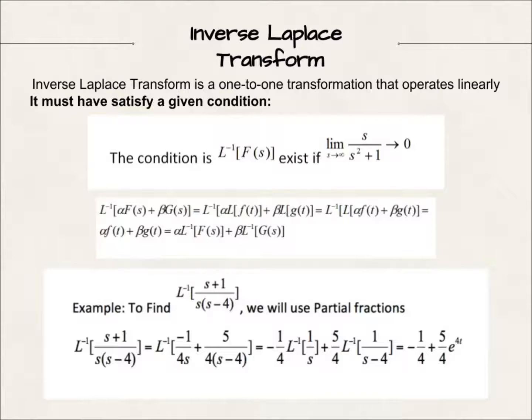To exercise this, we are going to do this example of the Laplace inverse of s plus 1 over s times s minus 4, where we can use partial fractions to split up the s and s minus 4, and then use the linear property of the Laplace inverse to operate on each function individually and combine them in the end to get minus 1 over 4 plus 5 over 4 e to the 4t. This is the inverse Laplace function.